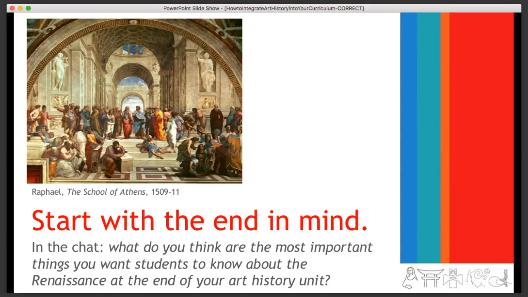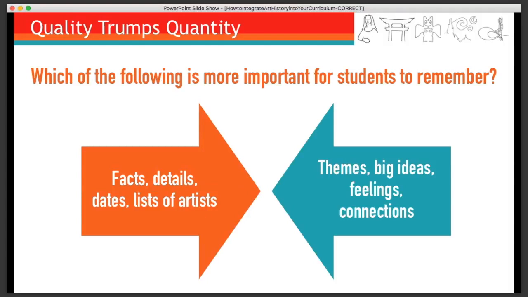We need to start with, what do we want them to learn about it? What do we want them to remember? And then it's okay to forget the rest. You don't have to cover everything, because in the end, what's more important is the themes, the big ideas, the feelings, the connection, and not necessarily all the facts and details.